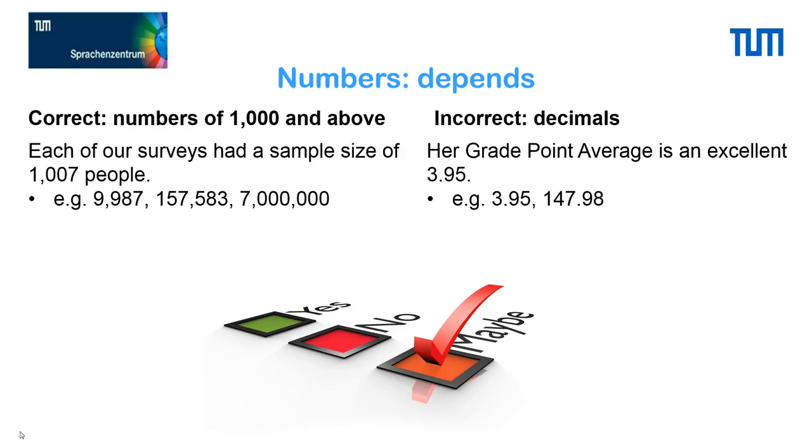For the decimal one though, that was incorrect, and it should be a decimal point as I have replaced it with here. So it should not be 3,95, it should be 3.95. Or another example here, 147.98. So bear that in mind when we're dealing with decimals in English. We have a decimal point, not a comma.